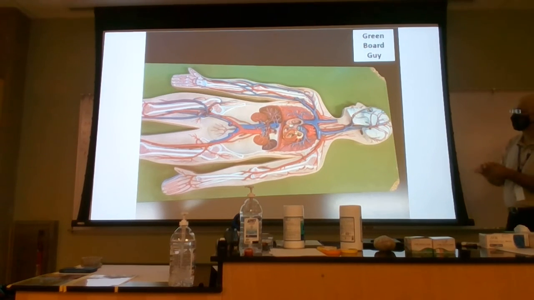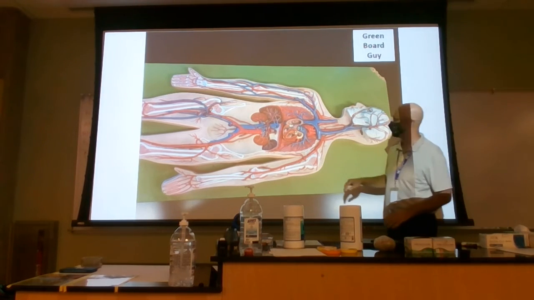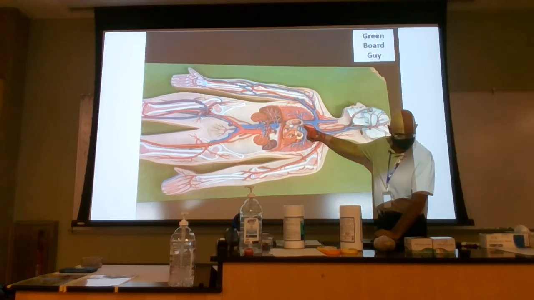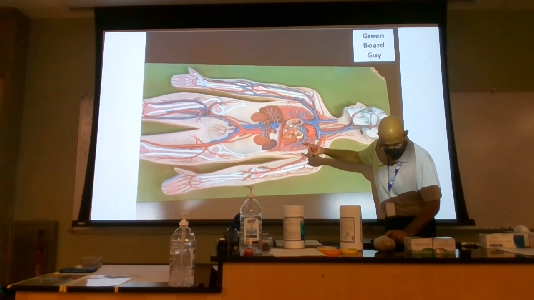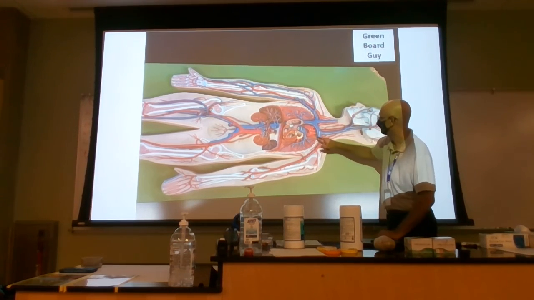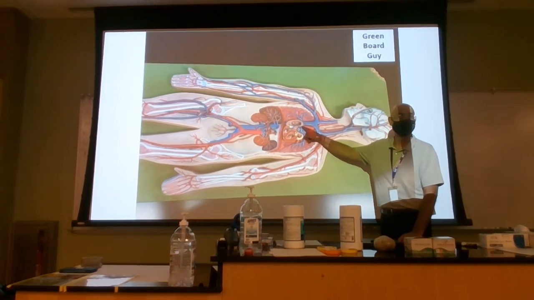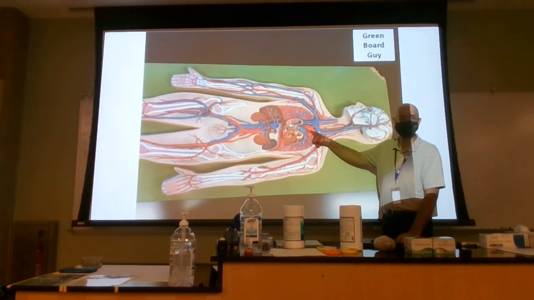Now let's look at the arteries from the beginning. Starting with the heart, the big arteries are, what would you call this one here, guys? Ascending aorta. That's the ascending aorta. What is this specific portion called?